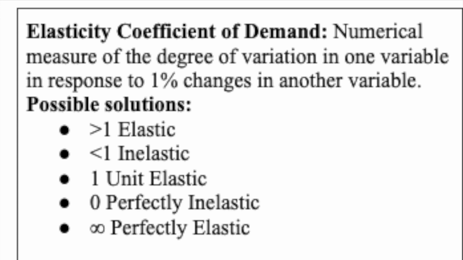Elasticity values are as follows. If the coefficient is 0, it's perfectly inelastic. If it's less than 1, but not 0, it's relatively inelastic. If it's equal to 1, it's unit elastic. If it's greater than 1, but not infinity or undefined, it's relatively elastic. If it's infinity or undefined, it's perfectly elastic. Something to note is that these are the elasticity values for all types of elasticity.